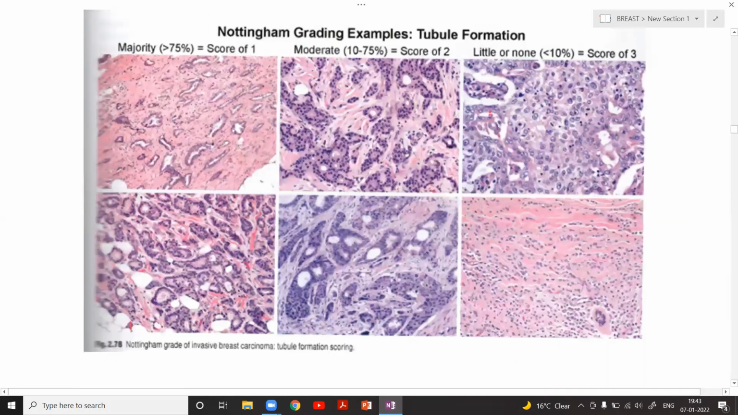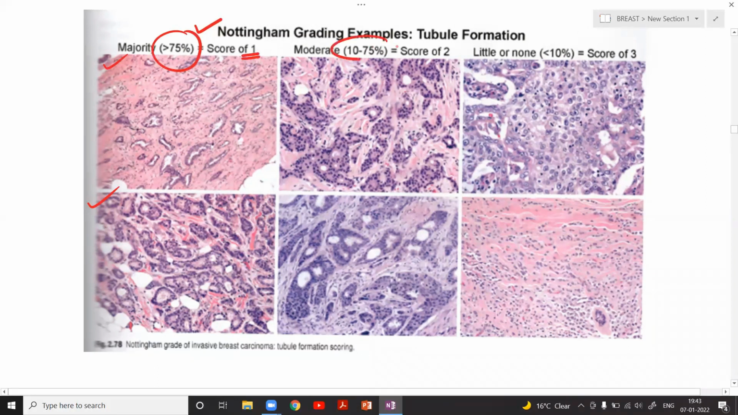This is again taken directly from the World Health Organization 2020 January book. So if you see over here, the Nottingham grading example. Can you see in this diagram, even in the high power view, the breast carcinoma is presenting in the form of well-formed tubules, okay? So more than 75% is having, so we give a score 1 with respect to the tubule formation.